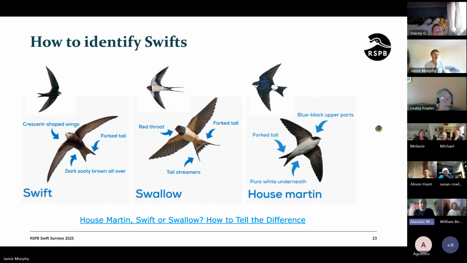So you'll probably know what swallow and house martin nests are like. House martins tend to build a muddy cup on the outside of a house. They're another species on the red list that are struggling, that we're trying to look after.